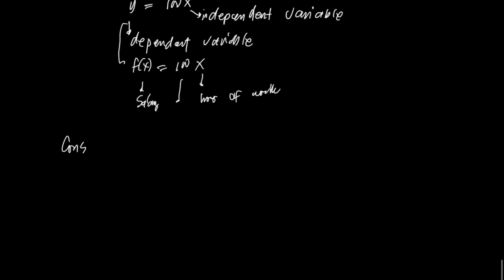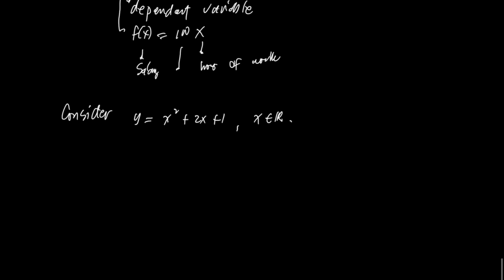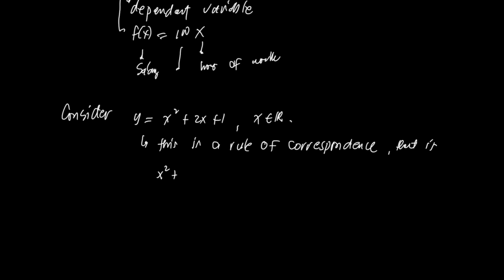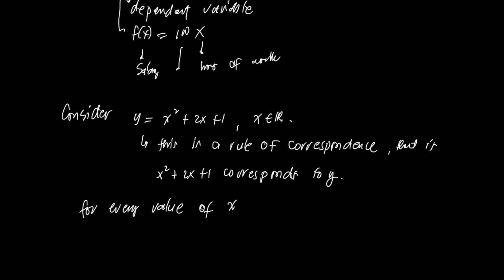Okay, consider this equation. Consider y is equal to x squared plus 2x plus 1, where x is a real number. Okay, this one is a rule of correspondence that is, x squared plus 2x plus 1 corresponds to y. And this is a function because for every value of x, which is a real number, there is exactly one value of y.